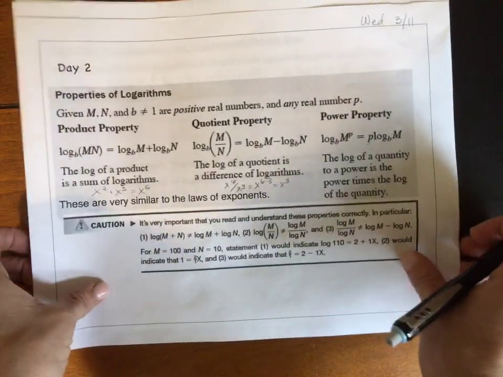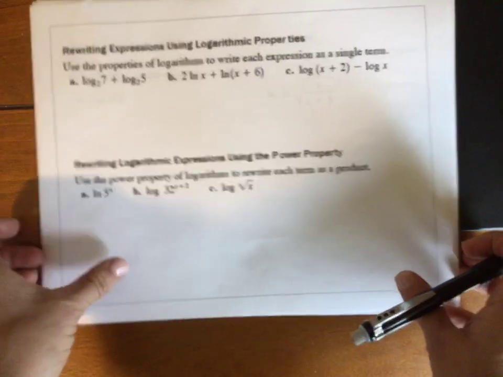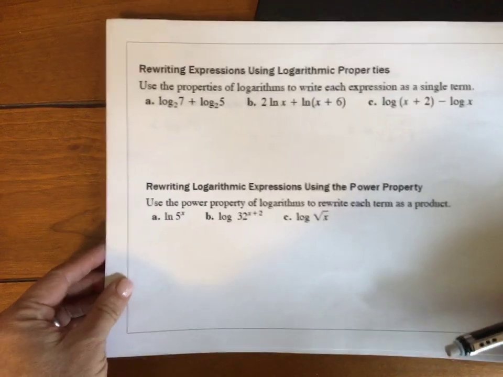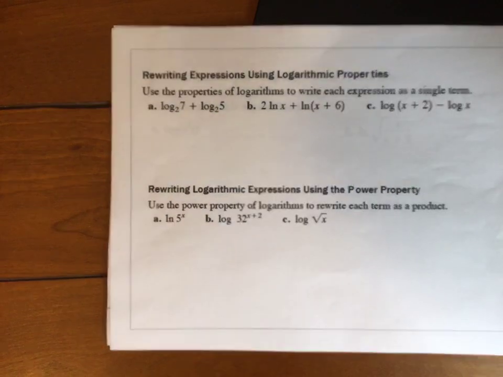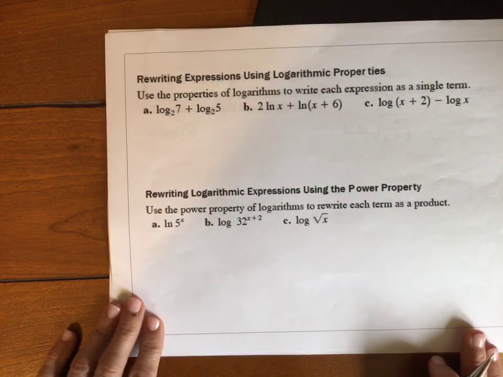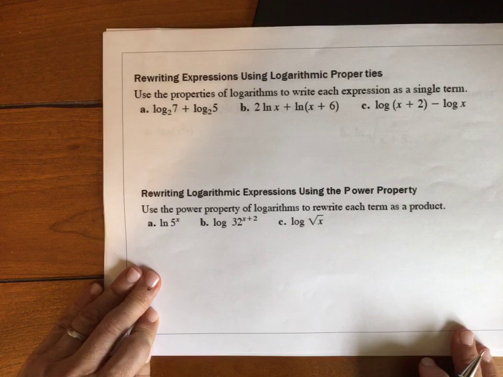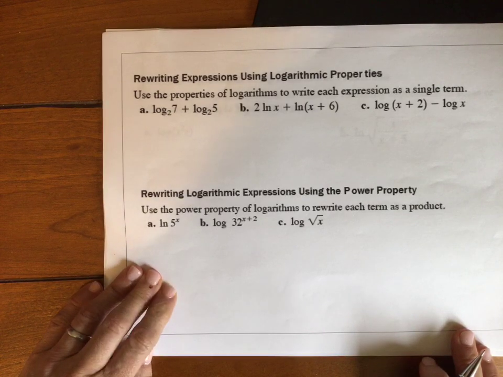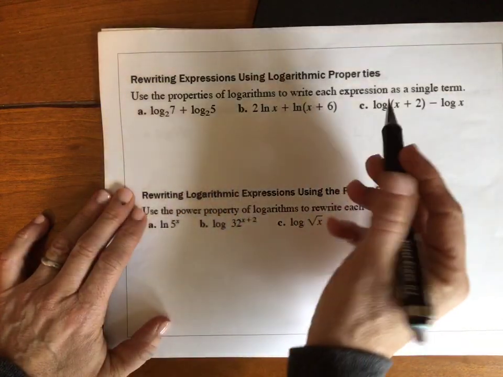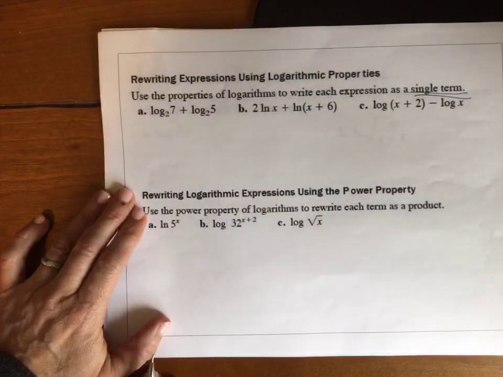All right, so moving on to some examples, and I'll tell you which property we're using. So if you wanted to have your page open in your book to the properties of logs, or you've written them down, that might be helpful. All right, so in example A, we have addition. So addition should remind you that that is multiplication.